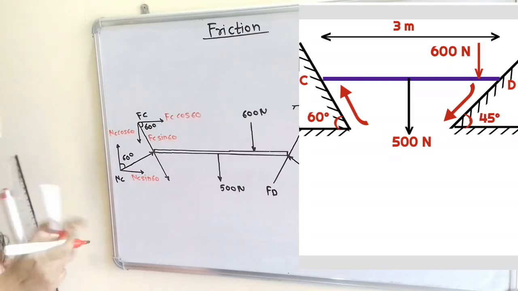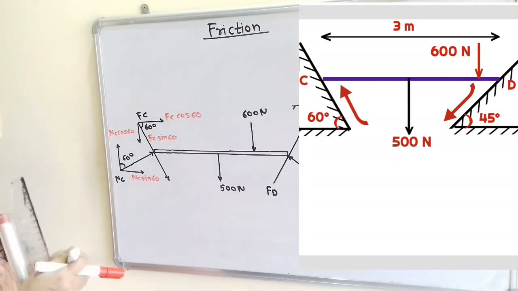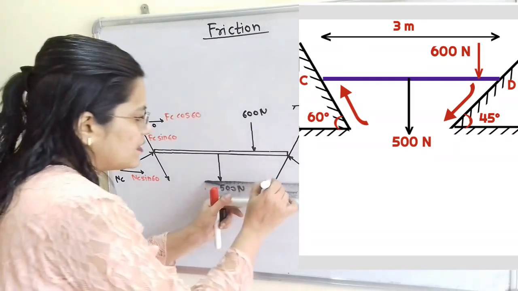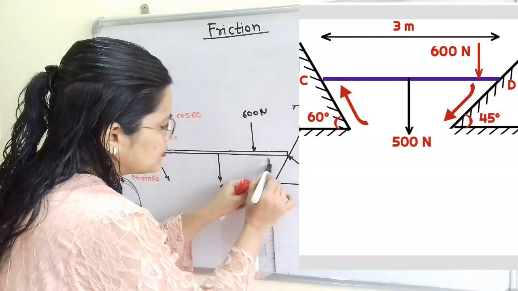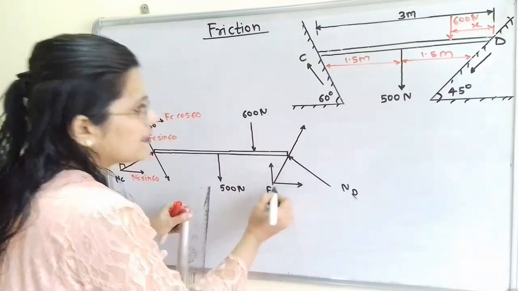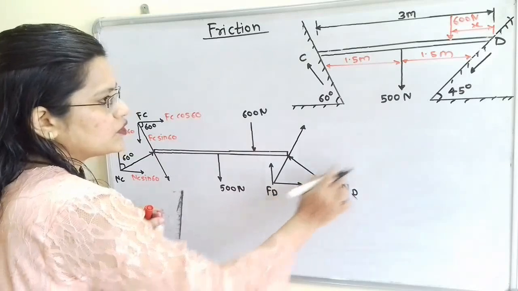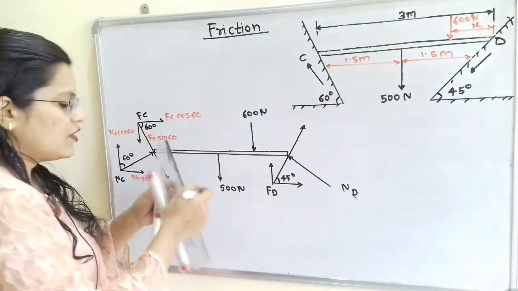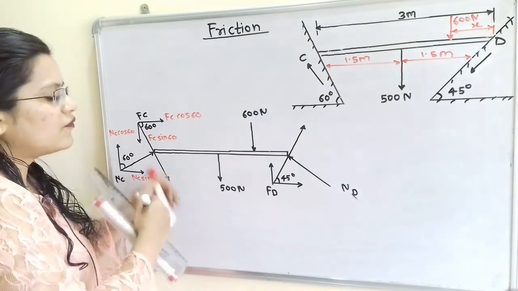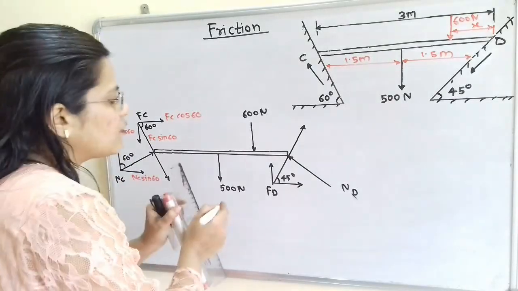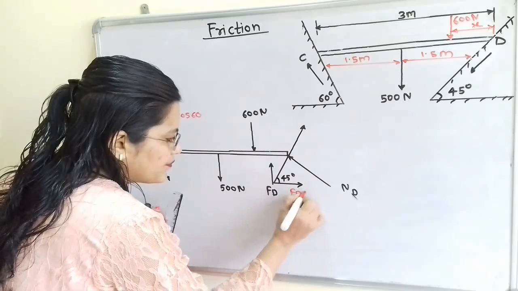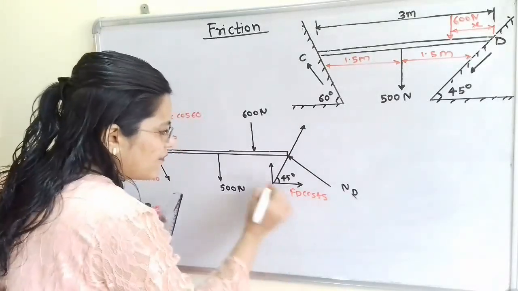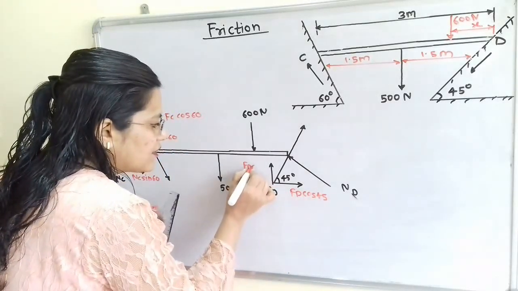Now in the same way we will resolve Fd and Nd. If we resolve Fd into two components, then this Fd is parallel to the inclined surface, and with the horizontal component, the angle is 45 degrees. So we will write here the value for the horizontal component Fd cos 45, and for the vertical, Fd sin 45.